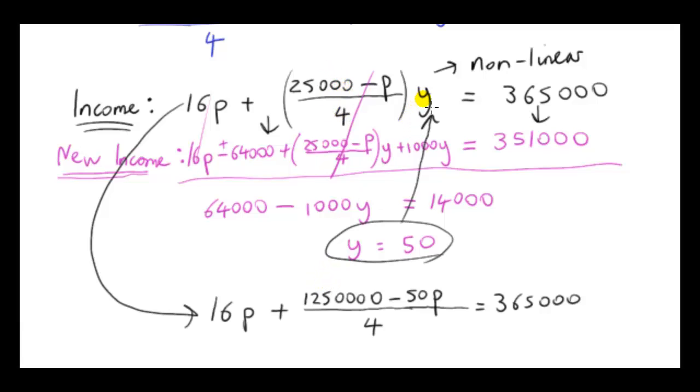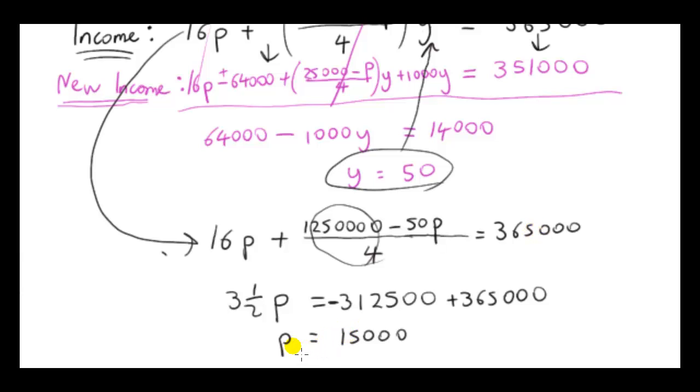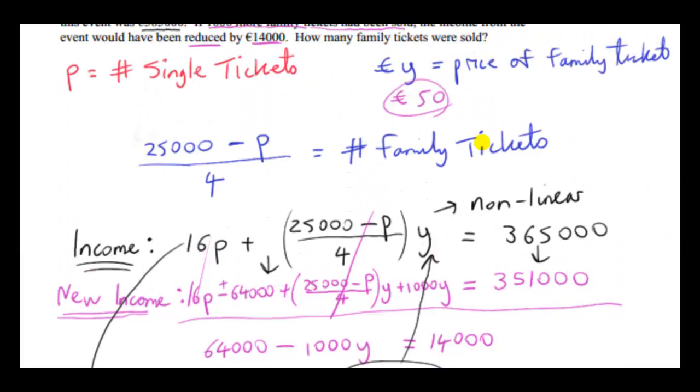I've multiplied 50 by 25,000, and 50 times minus p, we have to divide by 4, and we need to solve this equation for p. Now minus 50 divided by 4 is minus 12.5p, plus 16p. 16 minus 12.5 is 3.5, so we get 3.5p, and I'll take this number, subtract it from both sides. So you'll end up getting p equals 15,000. So what is p again? P is the number of single tickets.